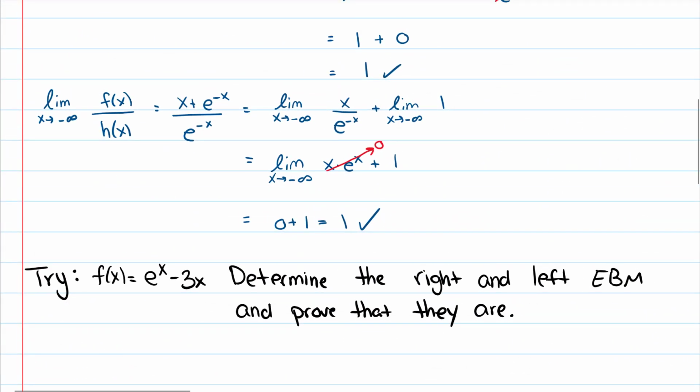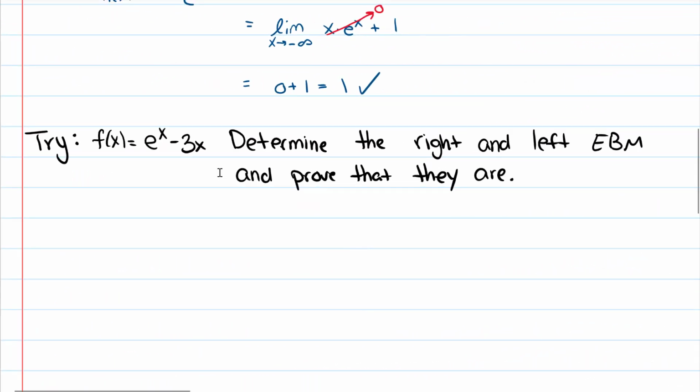All right? On your own, I want you to try to determine the right and left end behavior models and prove that they are end behavior models. A quick trick, you usually pick between these two. So typically the positive one will be the right end behavior model, and the negative one will be the left end behavior model. So go ahead on your own and try that right now. All right, let's give it a go.